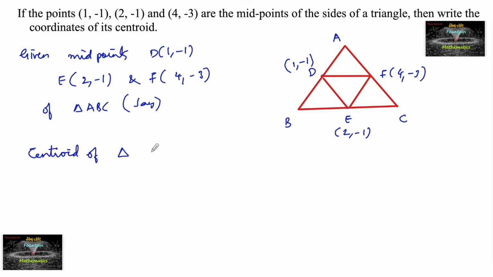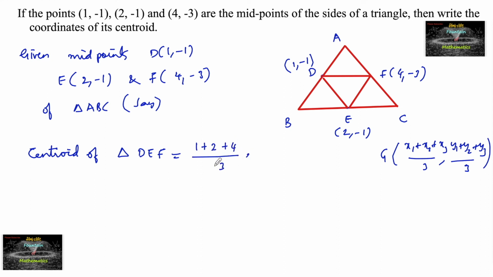of triangle DEF is equal to, by the centroid formula, x1 plus x2 plus x3 by 3, y1 plus y2 plus y3 by 3. So we can write here 1 plus 2 plus 4 upon 3 and minus 1 minus 1 minus 3 upon 3, which is equal to 7 upon 3 comma minus 5 upon 3. This is the centroid of triangle DEF, but we need the coordinates of the centroid of triangle ABC.